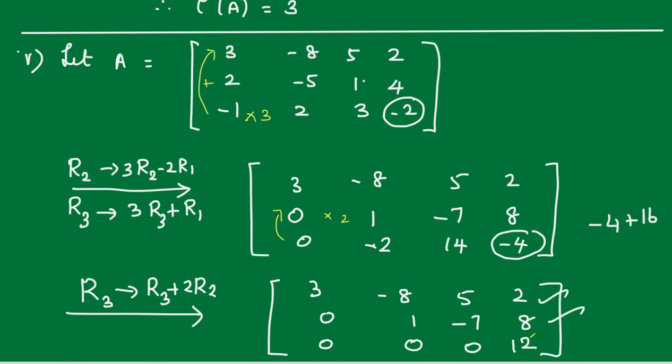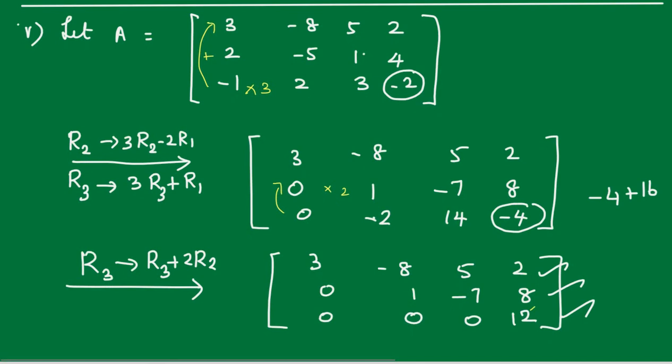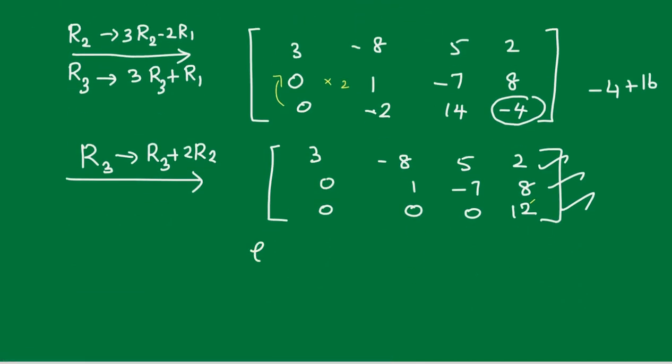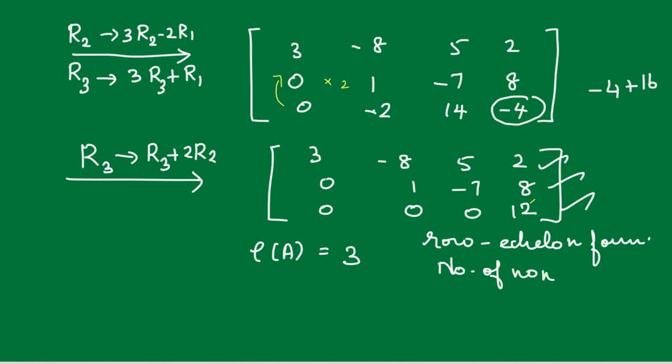The number of non-zero rows is equal to 3, and therefore we say the rank of matrix A is equal to 3. The number of non-zero rows is 3. The last matrix is in row-echelon form, and therefore the rank of A is equal to 3. You can write: the number of non-zero rows is equal to 3, and therefore rank is equal to 3.